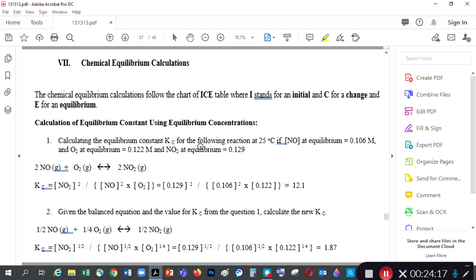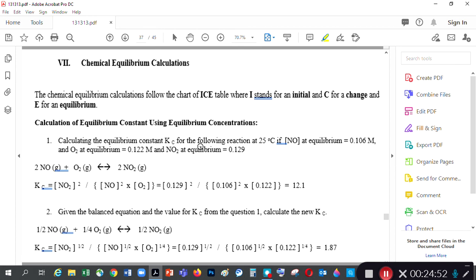Okay, now to the last topic of the module: chemical equilibrium calculations. It's a very interesting calculation. It's not really difficult. We'll be using the ICE table. It doesn't stand for ice of solid H2O. No, ICE table. I stands for initial concentration, C for change in the concentration, and E for concentration at equilibrium.